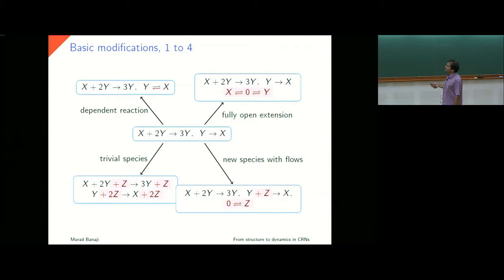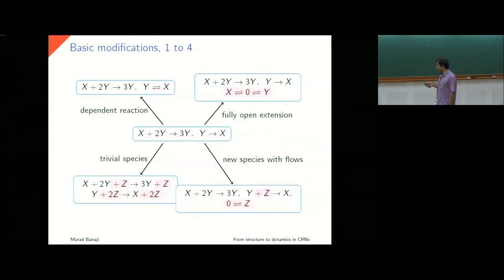Another modification is taking the fully open extension of a reaction network. That means you have a reaction network, and now you introduce inflows and outflows of all species. Right? You take a closed container, and now you make it porous, if you like. Everything can flow in and out. That's an example of a modification.